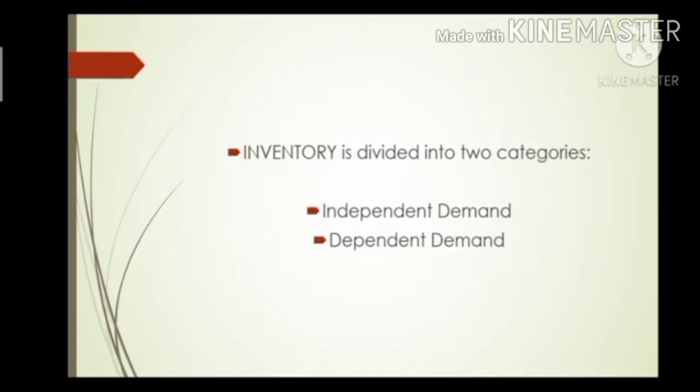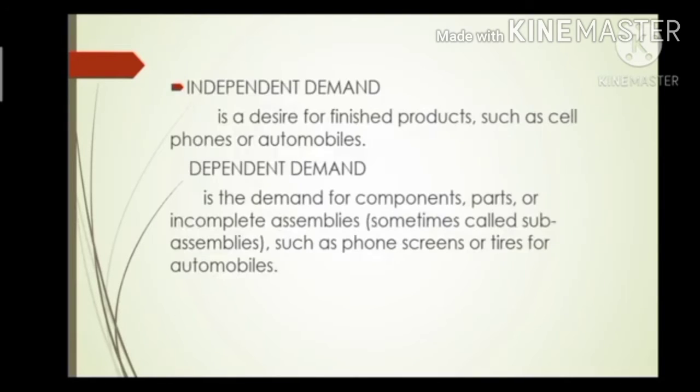So inventory is divided into 2 categories: the independent demand and the dependent demand. Independent demand is a desire for finished products such as cell phones or automobiles. Dependent demand is the demand for components, parts, or incomplete assemblies, sometimes called sub-assemblies, such as phone screens or tires for automobiles.